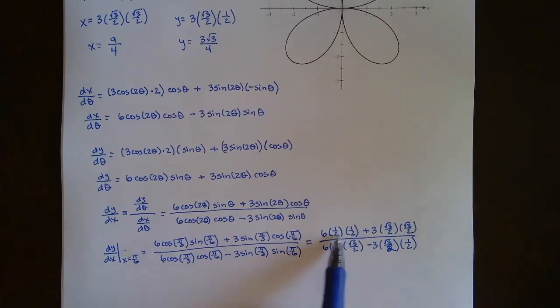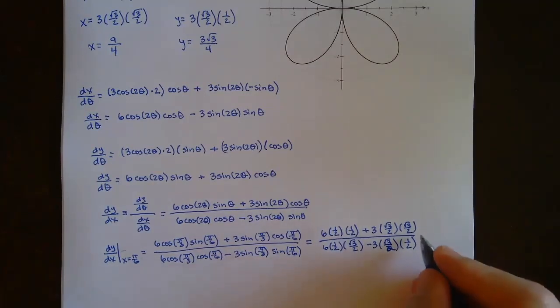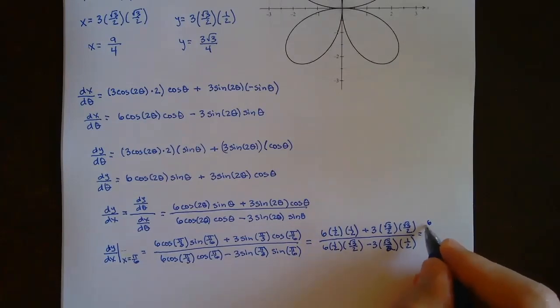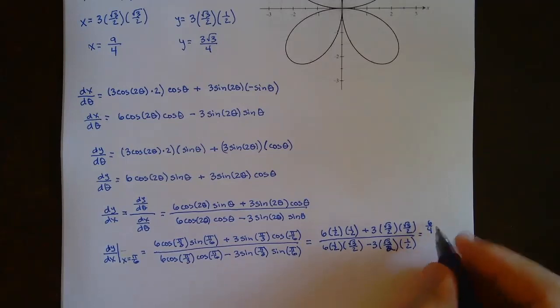Okay, so this would be 3/2. Or let's go, I'm going to do it in fourths. So this would be 6/4. And this would be 3 times 3, which is 9/4. So plus 9/4.